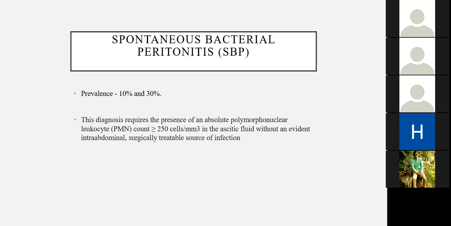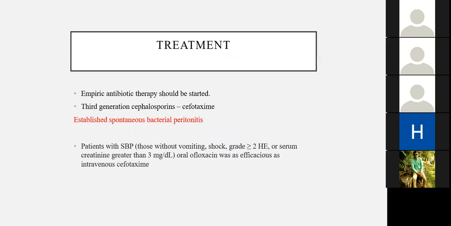Spontaneous bacterial peritonitis has a prevalence of around 10% to 30%, and the diagnosis requires an absolute polymorphonuclear leukocyte count of more than 250 cells per mm3 in the ascitic fluid without evidence of an intra-abdominal, surgically treatable source of infection. In case of spontaneous bacterial peritonitis, we should start empirical antibiotics on the day of diagnosis without waiting for the culture reports. We can start third generation cephalosporins like cefotaxime. In case of established spontaneous bacterial peritonitis, oral ofloxacin can be started.